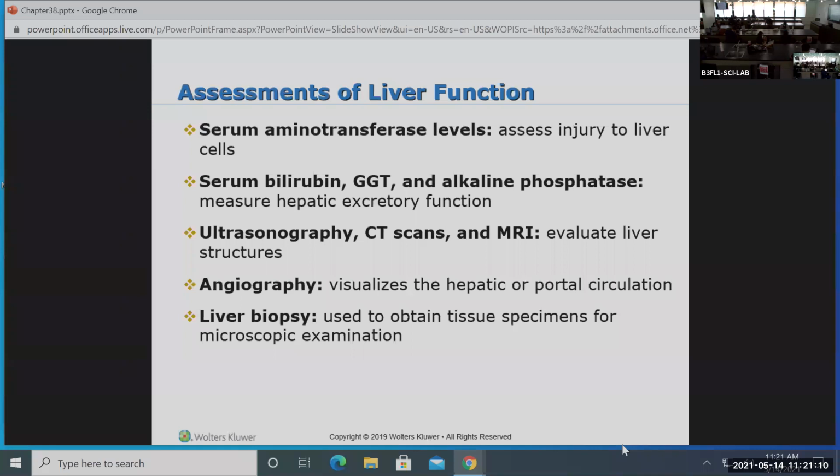We do perform ultrasonogram, CT scan, MRI. Also, we see the vascular pattern within the liver by means of angiography. We do perform liver biopsy, used to obtain a tissue specimen for microscopic examination.